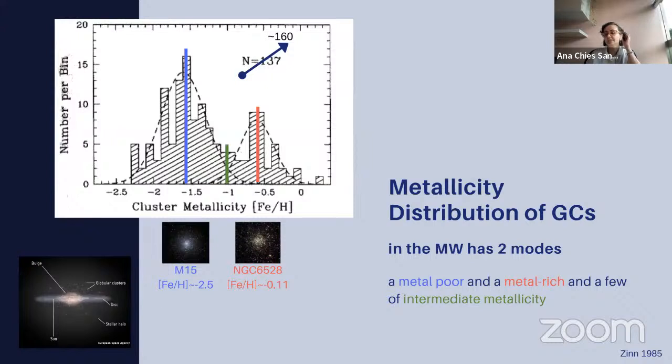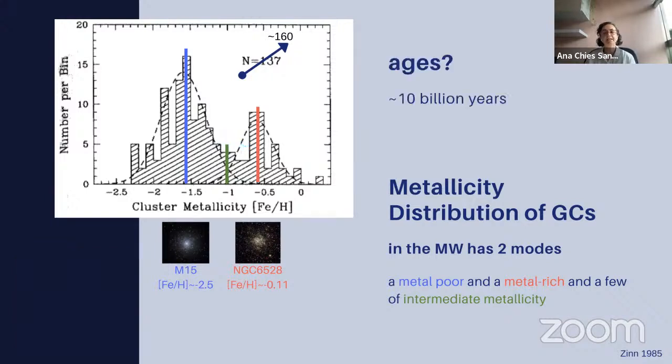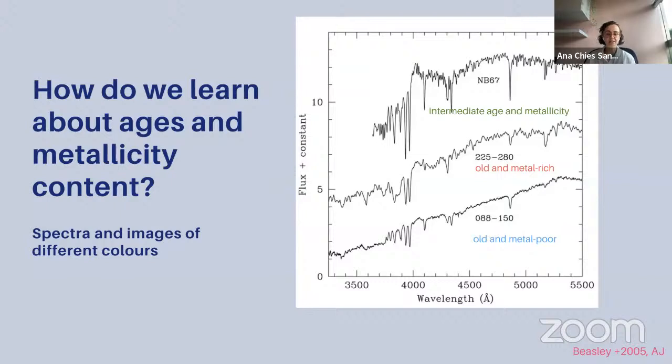In the Milky Way, the metallicity distribution of GCs looks more or less like this: a bimodal distribution with a peak of metal poor objects and a peak of metal rich globulars, and a few objects of intermediate metallicity. And what about their ages? They are older than 10 billion years. And how do we measure their ages and metallicity content? Well, we take spectra and images of different colors. For instance, here we have 3 objects, one that is metal rich, one that is metal poor, and another of intermediate metallicity and age. They have absorption lines that are slightly different.